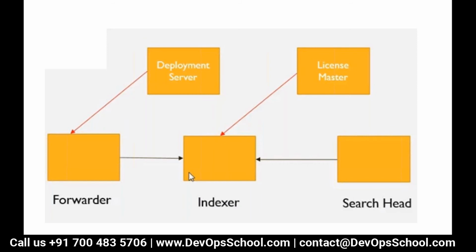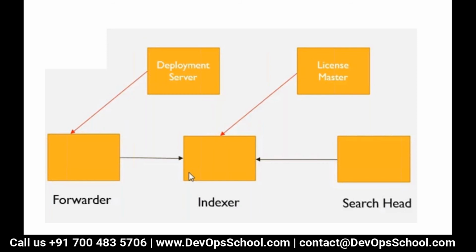Okay. Now, who will send the information to the indexer? Logs, events, data, and all. Who will send that? The forwarder will send it. So the forwarder will send the data to the indexer. Now, there is not just one forwarder. Understand that. There are hundreds of forwarders. So I'll tell you in a simple way, there are hundreds of forwarders, and on each forwarder you want to change some configurations. So how do you change it?